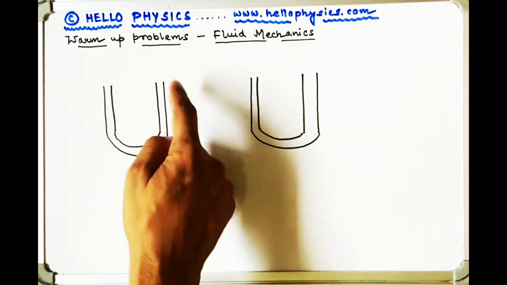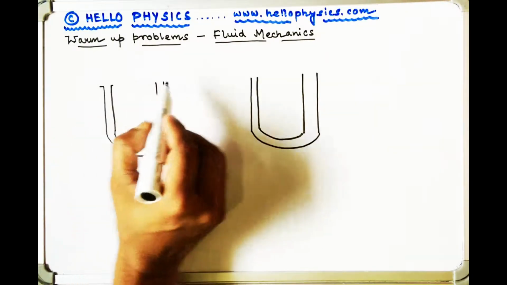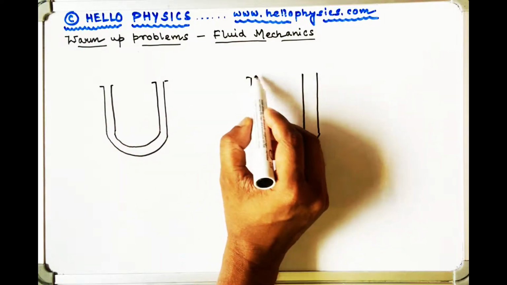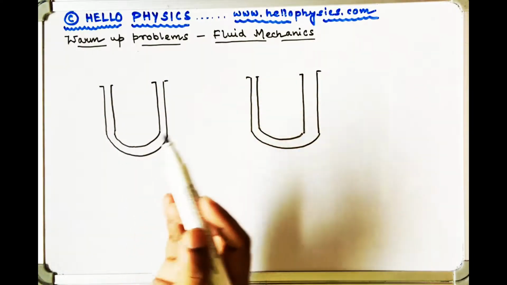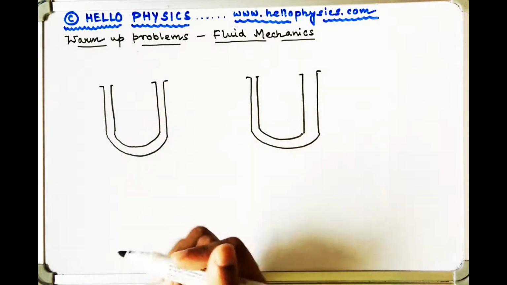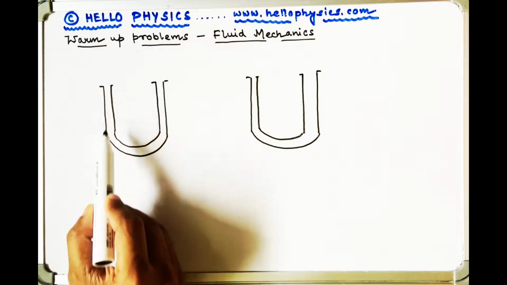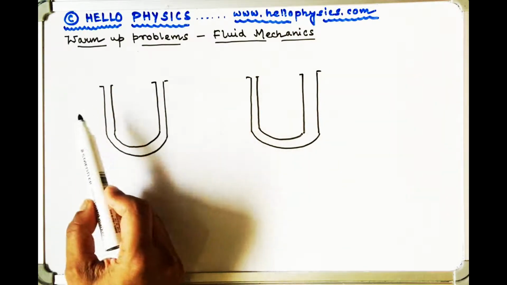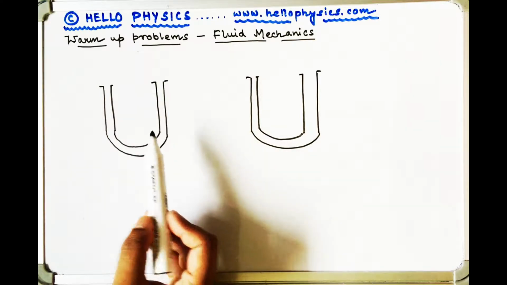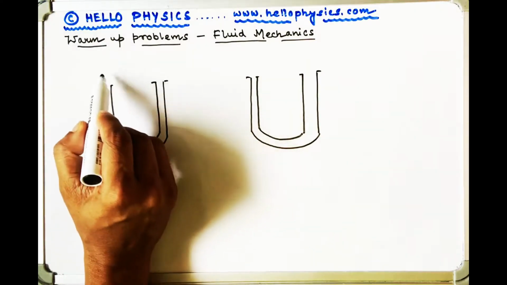See, this apparatus that I have drawn over here, it's shaped in the form of a U, right? And this U-shaped container can contain some liquid inside it. This U-shaped container can have the same cross-section in both the branches. See, a U-shaped tube would have two branches, okay? And both the branches may have the same cross-section, like over here.